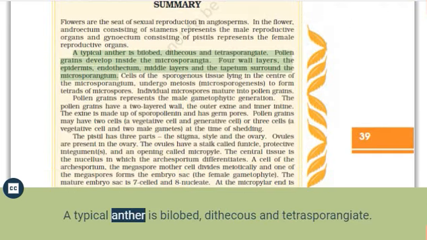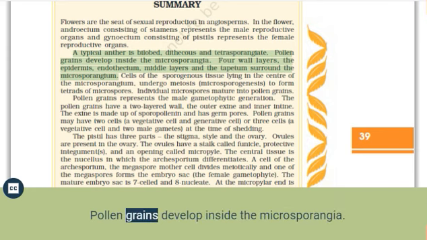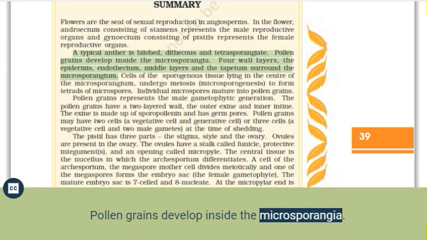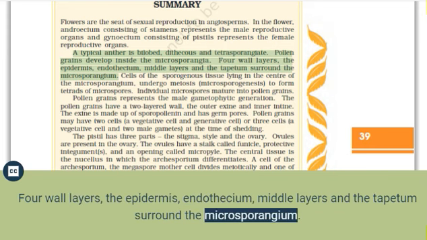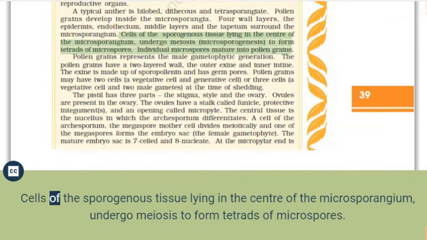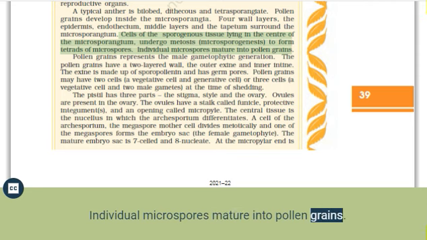A typical anther is bilobed, dithecous and tetrasporangiate. Pollen grains develop inside the microsporangia. Four wall layers, the epidermis, endothecium, middle layers, and the tapetum surround the microsporangium. Cells of the sporogenous tissue lying in the center of the microsporangium undergo meiosis to form tetrads of microspores. Individual microspores mature into pollen grains.